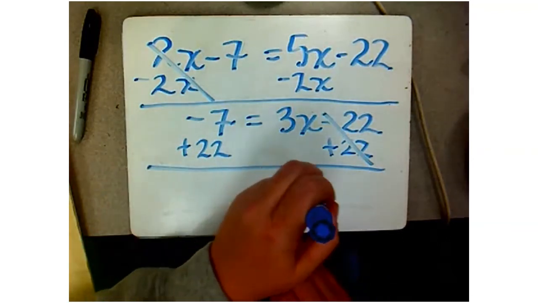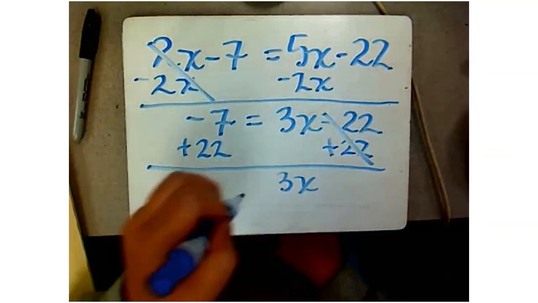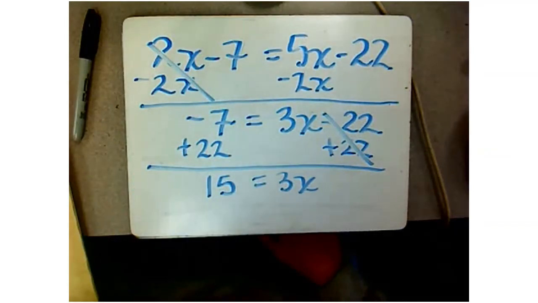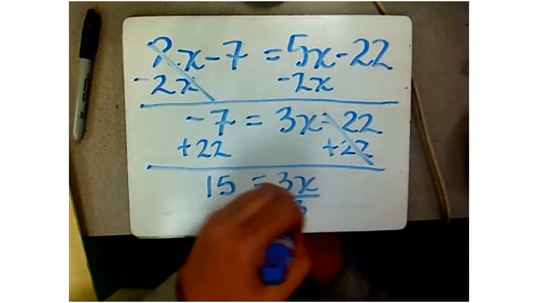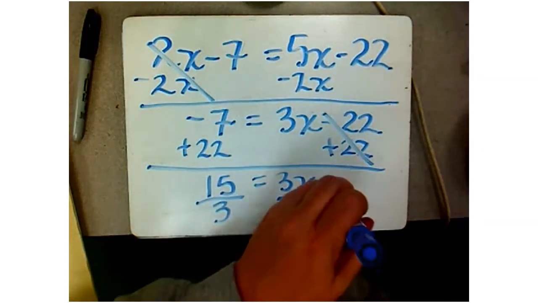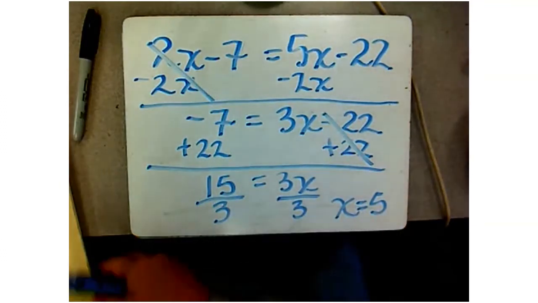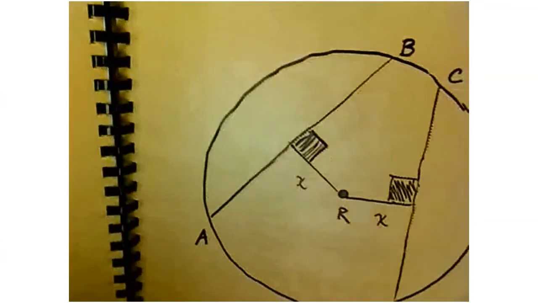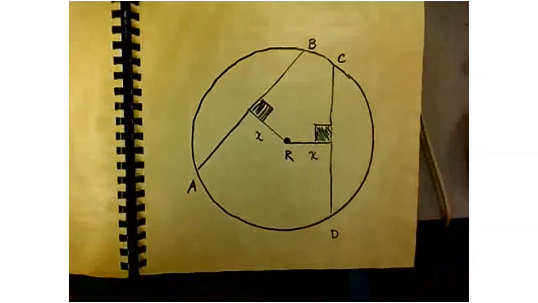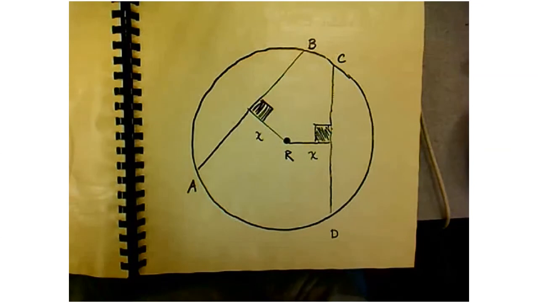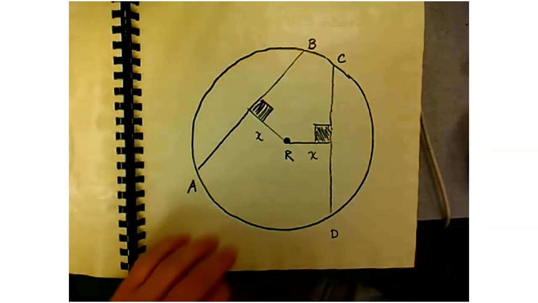So we get 3x equals negative 7 plus 22. 15. Good. 15 equals 3x. Divide by 3. X equals 5. And all they asked us was what's the value of x, right? Yep, find x. If they would have asked us the measurement of the chord, substitute it back in. Okay, good one. Let's see what's going on in the next one.